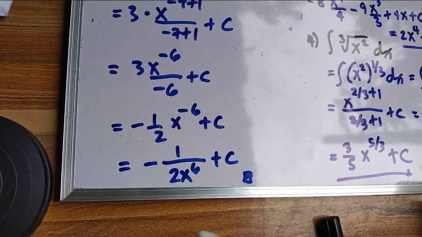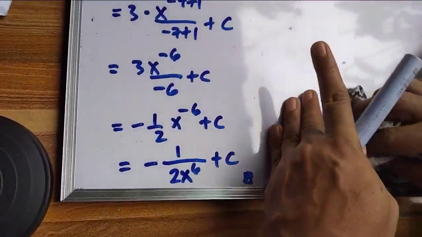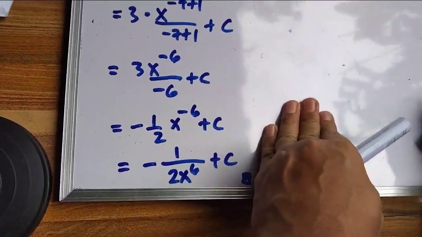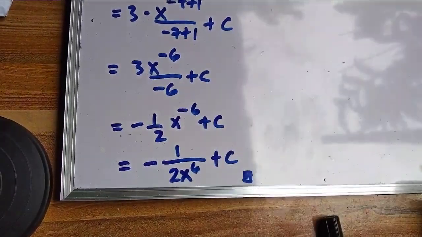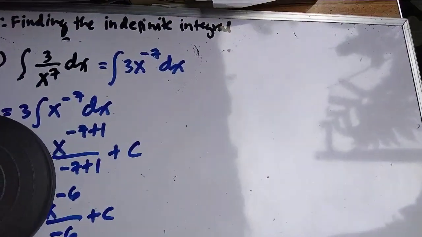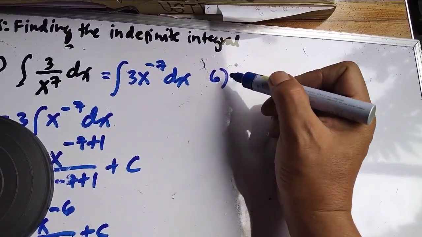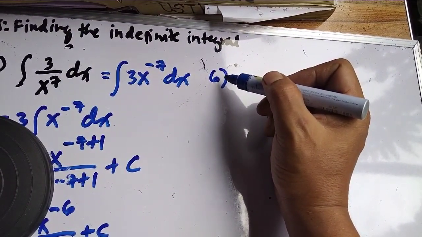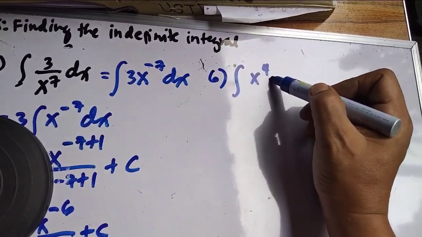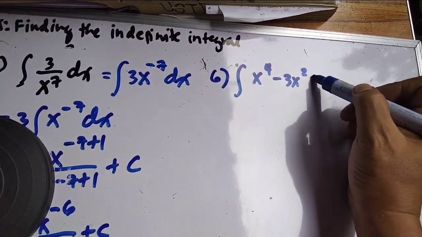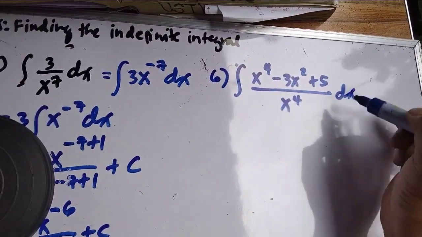Okay? So, I really hope nasabtan na ninyo ang mga examples. Okay. Let's try another example. I'll give you another example. Example number 6. The integral of x to the 4th minus 3x squared plus 5, all over x to the 4th dx.